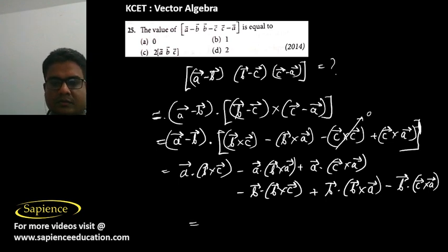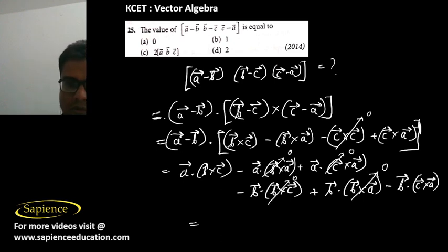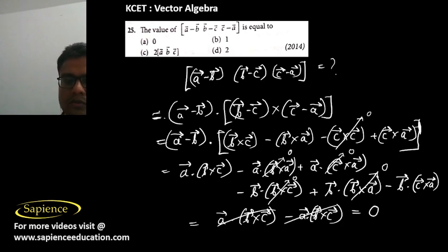So this will become 0, this will be also 0, this will be also 0, this will be also 0. So this is A dot B cross C. B dot C cross A also I can write as A dot B cross C. These two will just cancel out. And so option A is the correct answer.